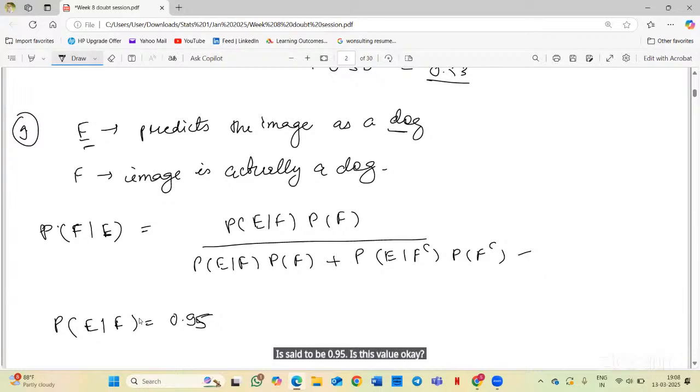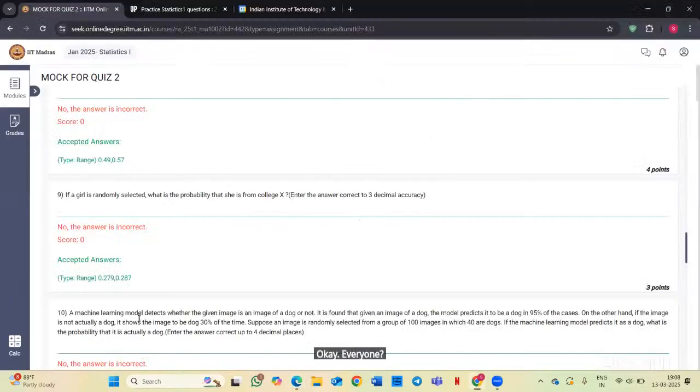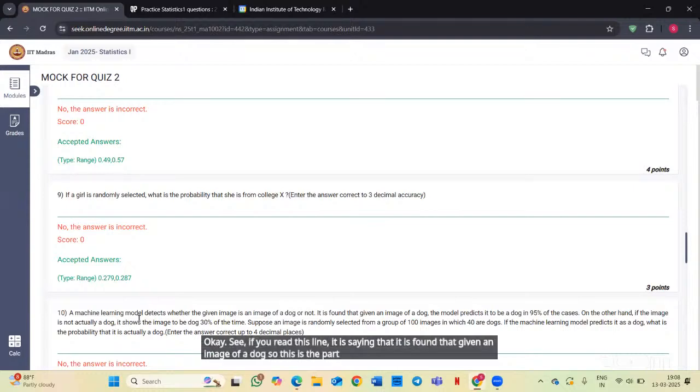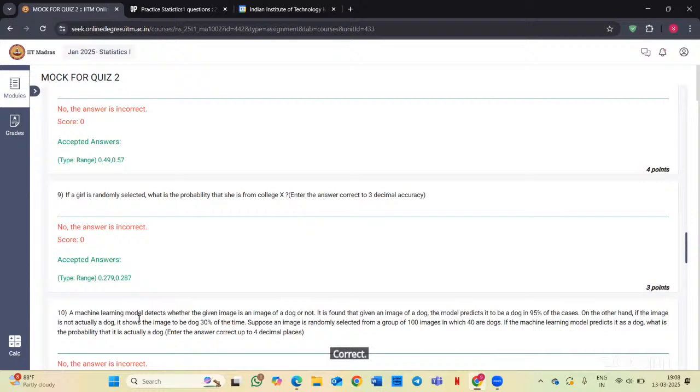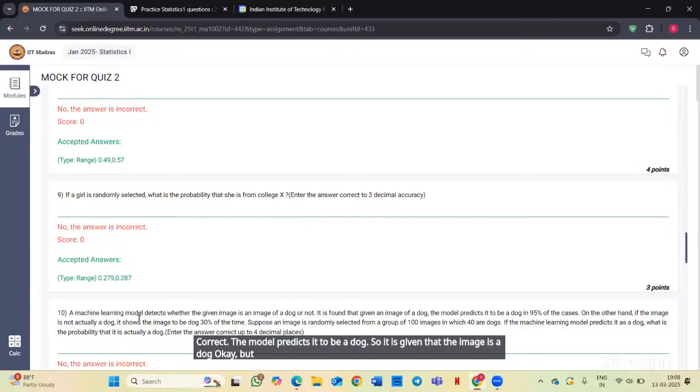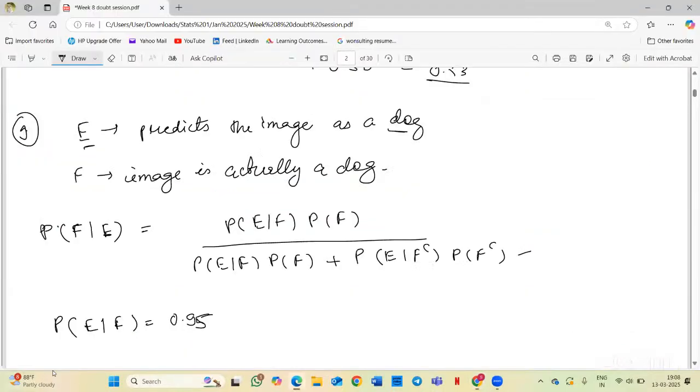Everyone, is the sentence clear? Yes, ma'am. Please repeat. Okay. If you read this line, it says that given an image of a dog, this is the part which is given. Correct? The model predicts it to be a dog. So it is given that the image is a dog, but the model also predicts it as a dog. So that's a 95% case. So the probability of E given F, that it is a dog and predicted as a dog, is 0.95.